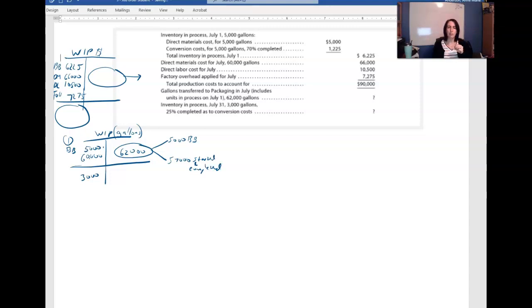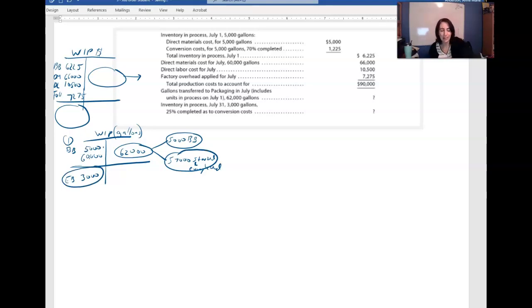Okay, started and completed. You started them during the month and you finished them during the month. So the first thing that we have to do is figure out what was started and completed, what was the beginning balance, and what's the ending balance. We need those three categories. So we need beginning, we need started and completed, and we need the ending balance before we can move on to the next step. Okay, so those are the three pieces.